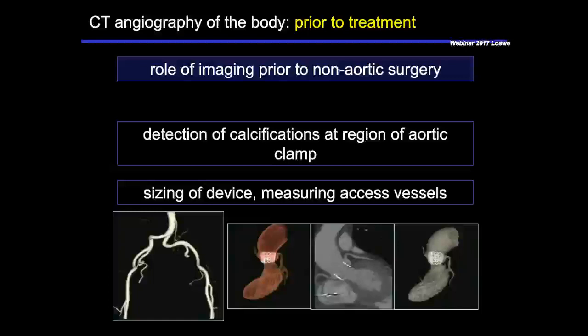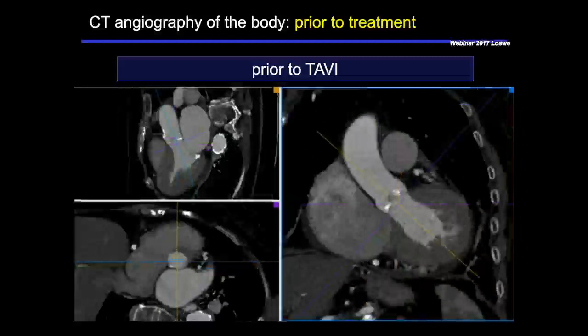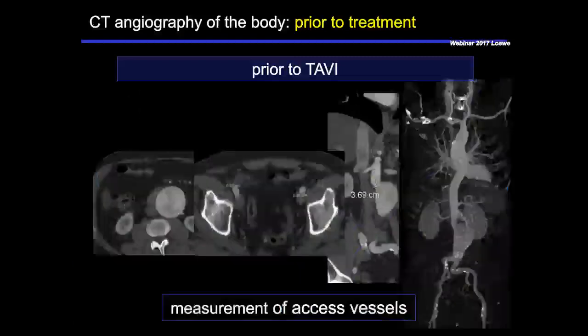So that's our daily work today, this planning before transapical or transfemoral aortic valve repair. We have to do a CT angiography of the aorta, and then we have to do this double angulated multiplanar reformation to become able to directly measure the diameter of the annulus and to perfectly size the diameter of the minimal invasive prosthesis. And of course, we also have to size the access vessel.